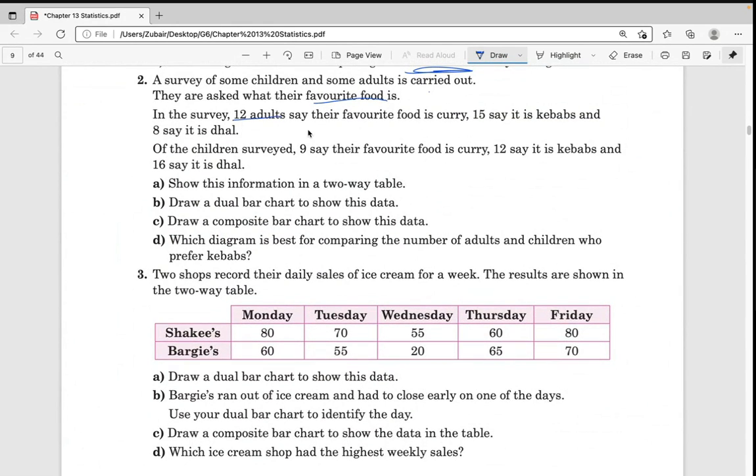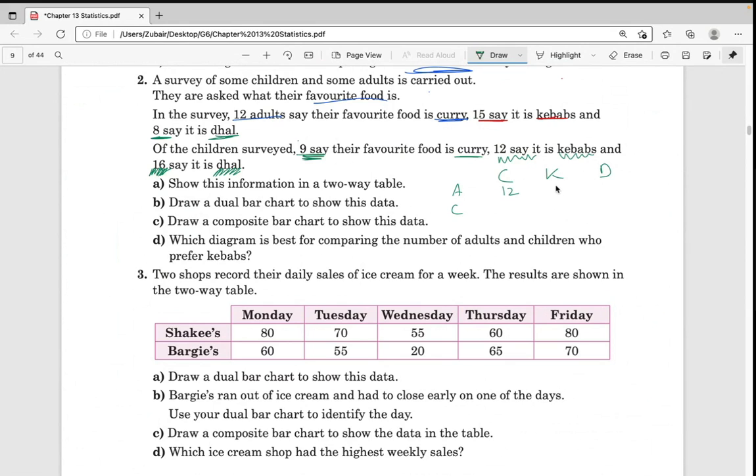In this survey, 12 adults say their favorite food is curry, 15 say it is kebab, and 8 say it is dal. Of the children surveyed, 9 say their favorite is curry, 12 say it is kebab, and 16 say it is dal. So I have curry, kebab, and dal.